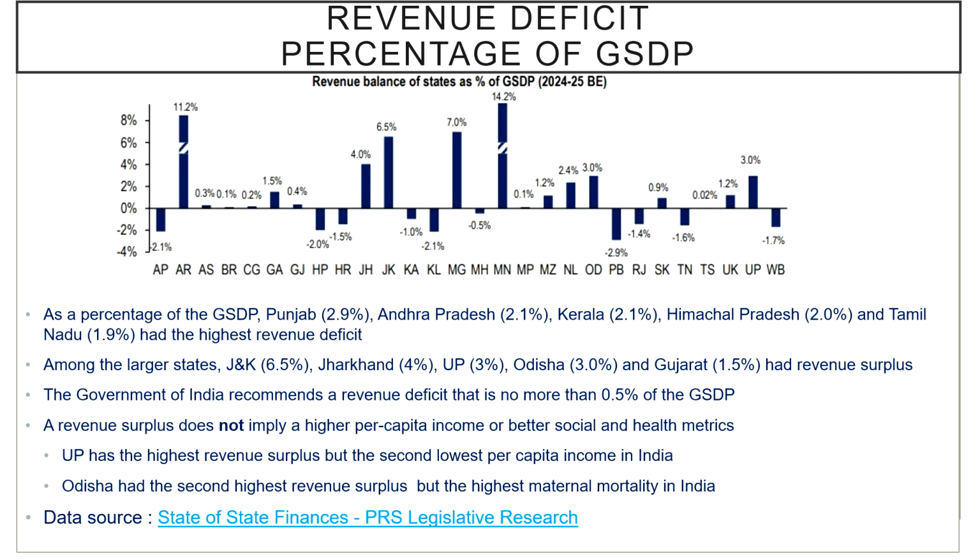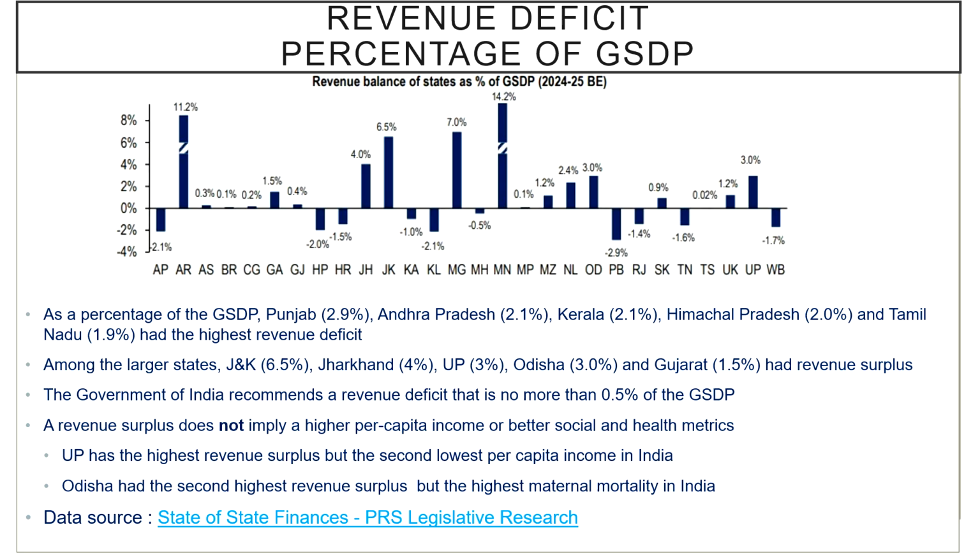Revenue deficit as percentage of GSDP. As a percentage of the GSDP, Punjab 2.9%, Andhra Pradesh 2.1%, Kerala 2.1%, Himachal Pradesh 2.0%, and Tamil Nadu 1.9% had the highest revenue deficit. Among the larger states, J&K 6.5%, Jharkhand 4%, UP 3%, Odisha 3.0%, and Gujarat 1.5% had a revenue surplus. The Government of India recommends a revenue deficit that is no more than 0.5% of the GSDP.